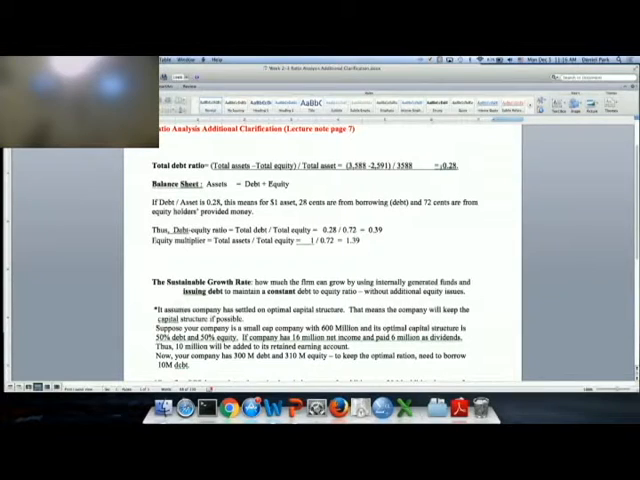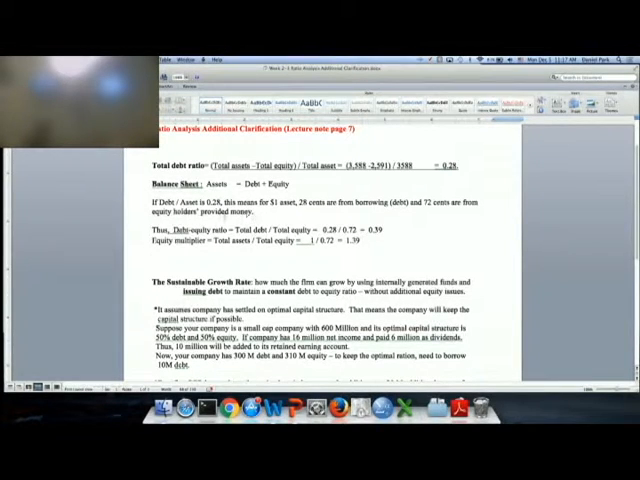A ratio always means something over 1. So it's 0.28 over 1. What does this mean? For any $1 of asset, it has 28 cents of debt or borrowing, and then 72 cents from equity holders' money. So this debt over asset is 0.28.